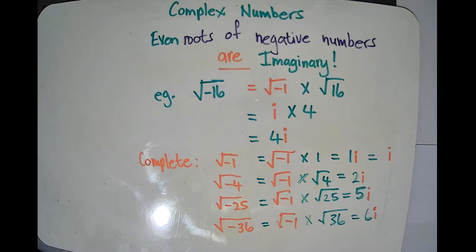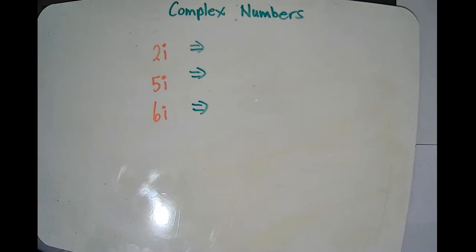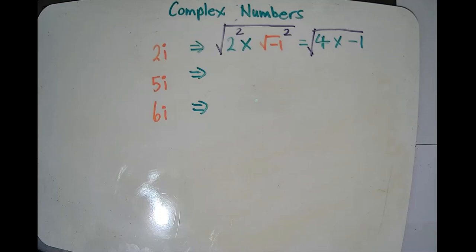Now, what we learned here, we are going to go in the reverse direction. So now we have 2i. We want to put it back into a form with a negative under the root sign. So the first step will be to write it out. 2 times root minus 1. Okay? Then we will need to square both of them. But because we squared them, we'll now have to square root them.